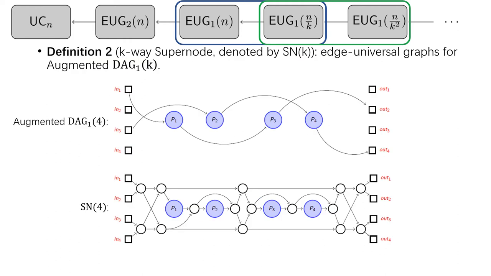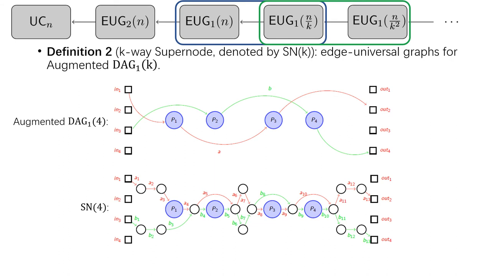As long as the resulting augmented DAG is still of degree 1. Now, with the augmented DAG, we can define the notion of K-way superlow. A K-way superlow, or SNK in short, is a special EUG that can edge-embed any augmented DAG K. For example, the above figure is an augmented DAG with 4 polar nodes, 4 input nodes, 4 output nodes, and the below is a corresponding 4-way superlow. As defined previously, edge embedding mapping includes node mapping and edge mapping to a path. For example, edge B maps to a path from B5 to B9.